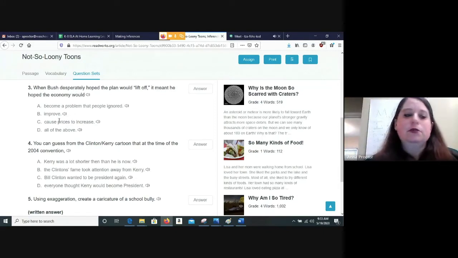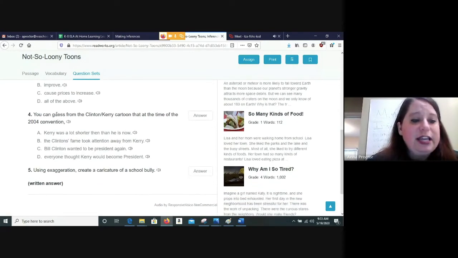That seems possible. Cause prices to increase. He probably doesn't want things to go up in price because people couldn't afford it. All of the above. So when Bush desperately hoped the plane would lift off, it meant he hoped the economy would. Our best answer choice would be B, improve, based on our text evidence.